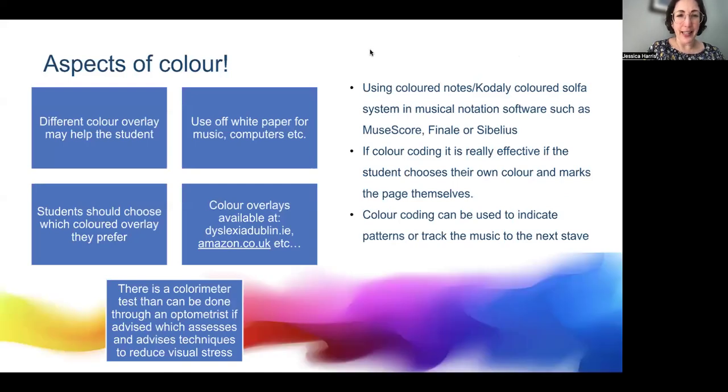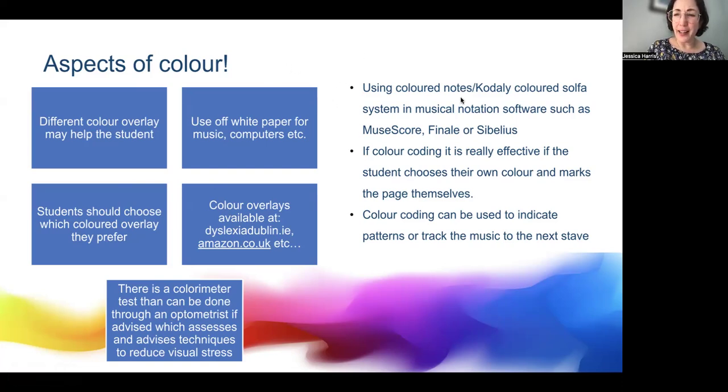Aspects of color. So looking closely at color. A different color overlay might help the student. Or we can use off-white paper for music and computers, for example. Students should be able to choose which colored overlay they prefer, which is best for their eyes. Color overlays, we can order them in several available locations. Some that we have here are dyslexiadublin.ie, amazon.co.uk. So I'm sure you'll be able to find them where you're listening right now. There is a colorimeter test that can be done through an optometrist if it's advised, which assesses and advises techniques to reduce visual stress.